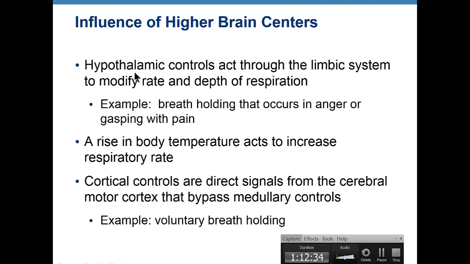Now the hypothalamus and the limbic system can also modify the rate and depth of breathing. So if we have pain, anger, emotional responses, that's the limbic system overriding the normal respiratory rate. We know the body temperature, we already talked about that. And if we want to hold our breath, we can. The cerebral cortex, the thinking part of our brain, can override all these controls, and we can stop breathing that way. So a child that doesn't get what they want, sometimes they hold their breath, right?